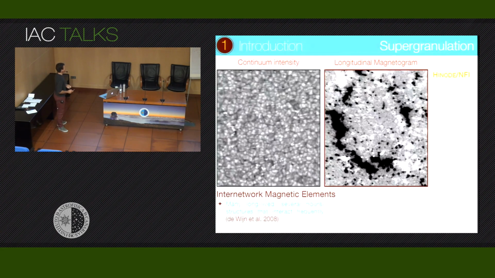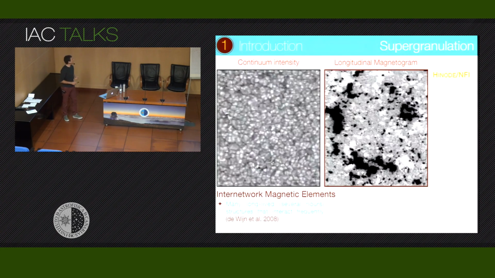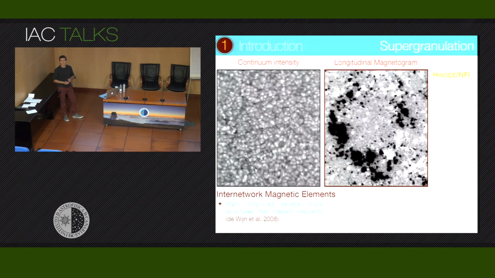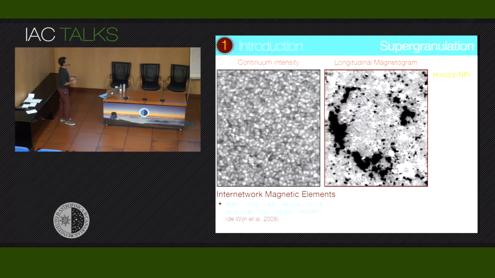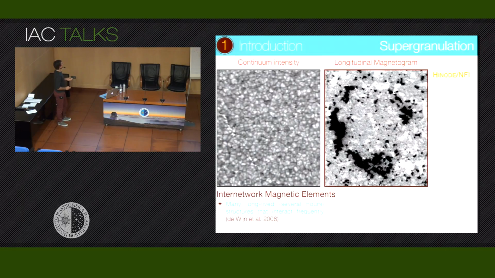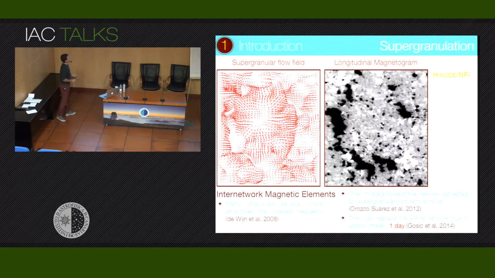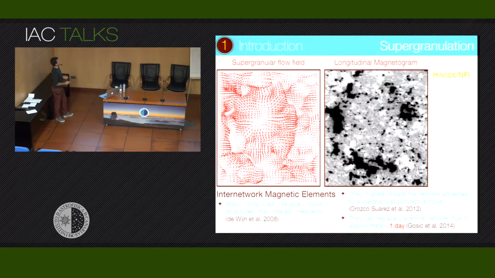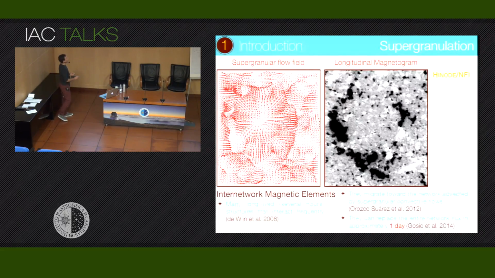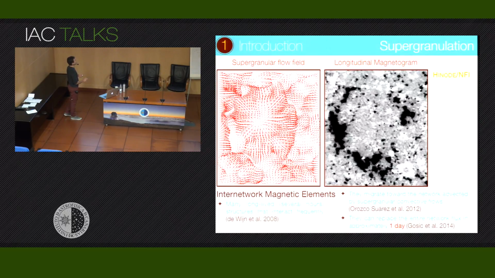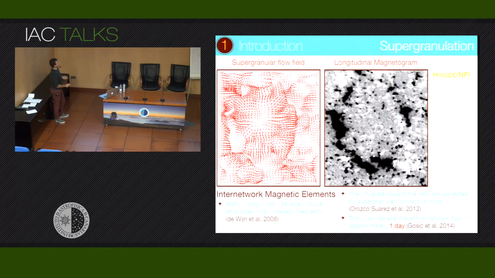However, from these movies, we can infer the proper motions of granules, and in this way, infer the horizontal velocities of supergranules. So, just tracking the proper motions of these granules, we can obtain horizontal velocity maps as the one shown here. In this horizontal velocity map, we can clearly observe one of those supergranular cells, where the flows move from the interior of the cell towards the boundaries. In these boundaries is precisely where network magnetic elements are seen to concentrate.